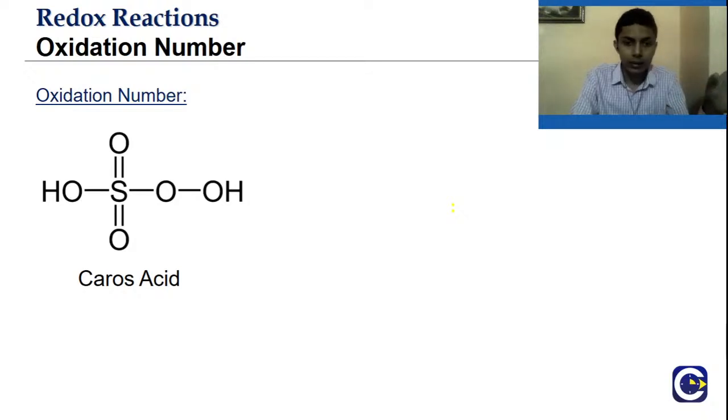Next, sulfurous acid. Try doing this and tell me the answer. What will be the oxidation number of sulfur in this? Just break all the bonds and put the charge on the respective electronegative atom among the two. Yes, tell me the answer, quick.